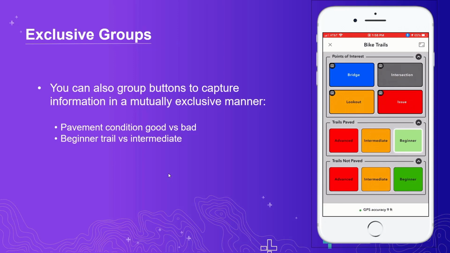Now, in others, John also demonstrated the use of exclusive groups. In others, it doesn't make sense to capture two features at the same time because they are mutually exclusive. Like for a trail, it's either beginner or it is advanced, but it cannot be both. So for that, you can use your exclusive groups. You can create as many exclusive groups as you like within a project.